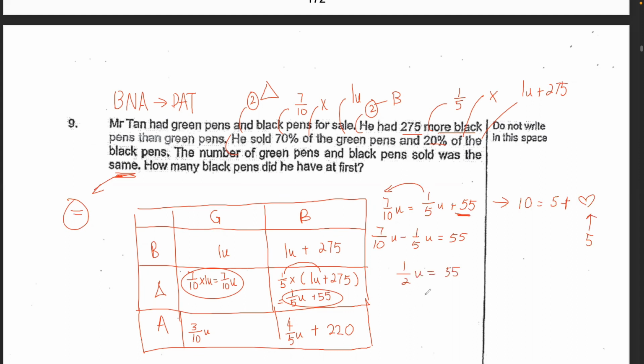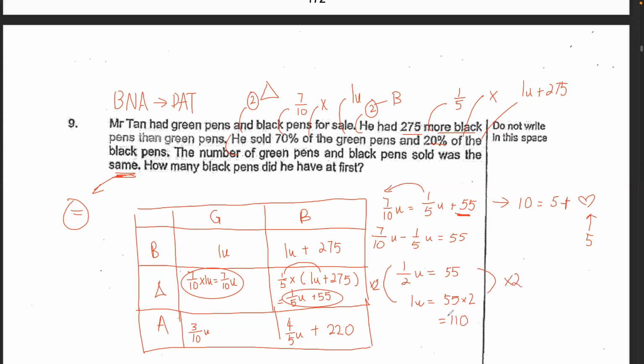Always find Mr. Green Man. Get to 1 unit first. 55 times 2 gives me 110. How do I know it's times 2? Because how do you get from half to 1? You just double it, correct or not? So when I do something to the left, I must do something to the right. That's the reason why I get 110.